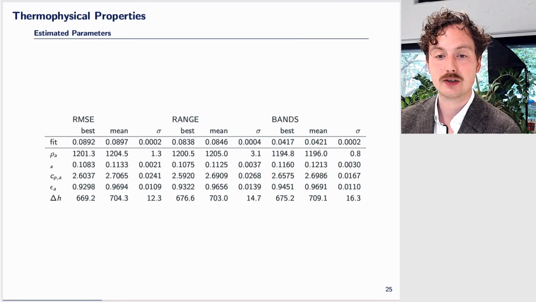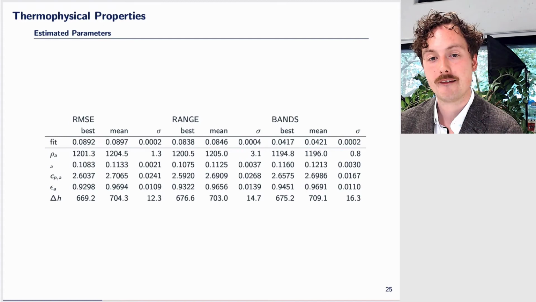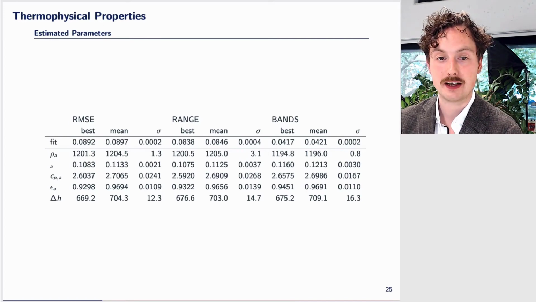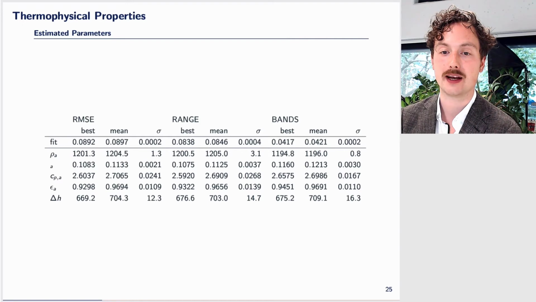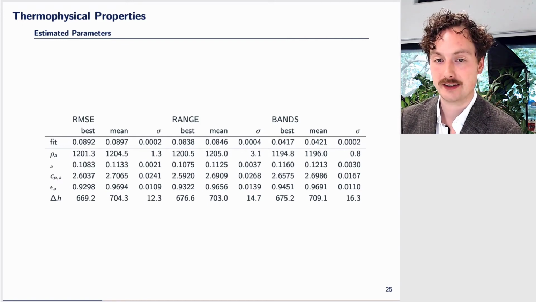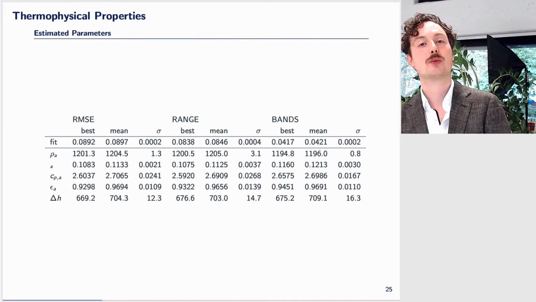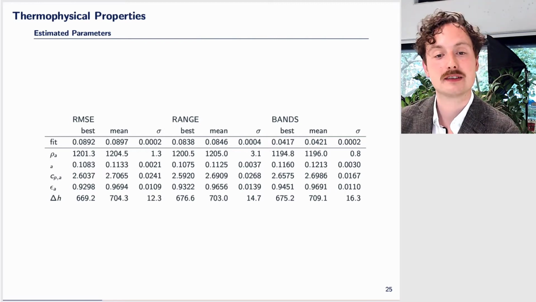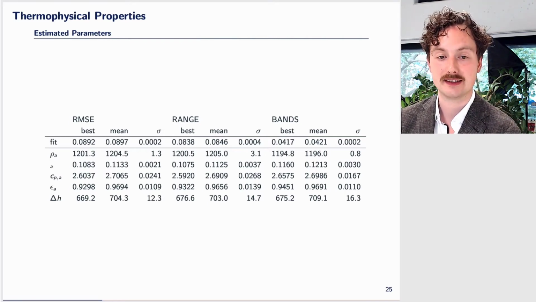And what you can see here is a lot of data in the table. It shows the best and mean thermophysical parameters and the standard deviation for the 25 repetitions of the 3 cases. First row shows the overall fit, then the upper 7 rows the parameters for the unburned material. What I want to show you here is that for the unburned material, all parameters are pretty similar and all standard deviations are really low. So we get a pretty high robustness in all of the cases.